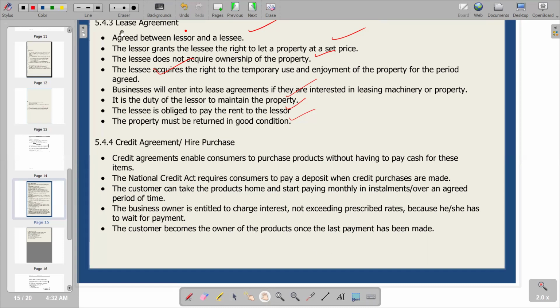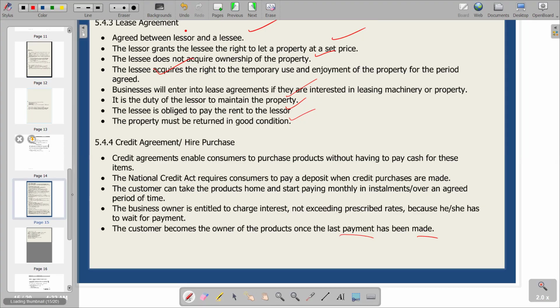Very important point on the last one, which is saying the customer becomes the owner of the products once the last payment has been met. So it means if you don't pay the full amount, you are paying 10,000 as the whole amount over the period, but you are only left with 100 rands. It means you did not pay the full amount, so you cannot be the owner. Because the last statement is saying the customer becomes the owner of the product once the last payment has been made. Very important to take note. So this is what we have on the last part.